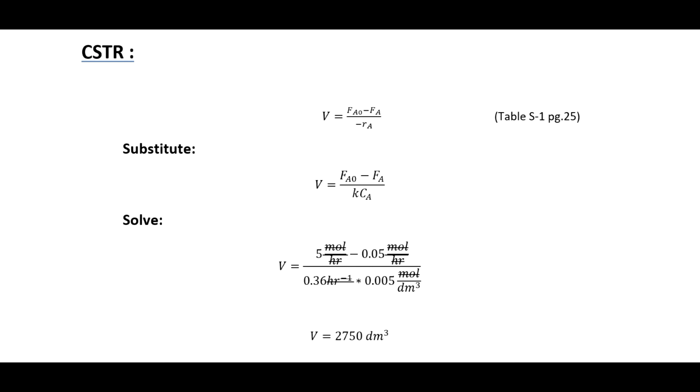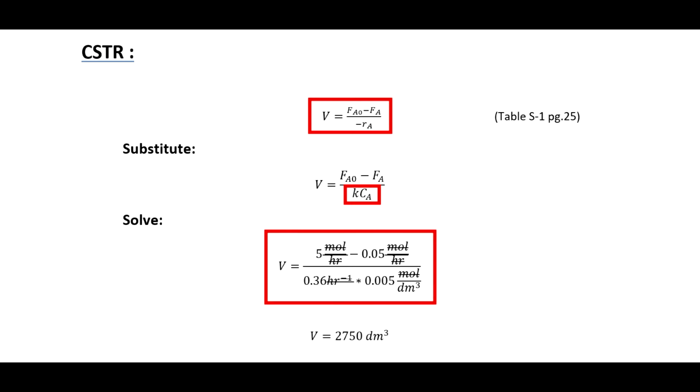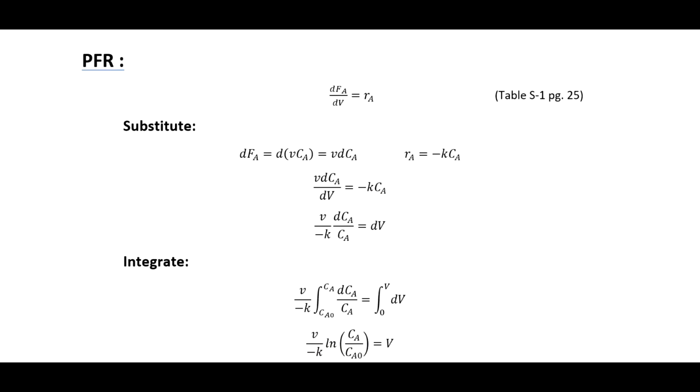The first thing we need to do when calculating the volume of a CSTR is getting this function, which is found on table S-1, page 25. Once we have this function, all we need to do is plug in information that we already have. First we substitute in the rate constant that we found in the problem statement, and then we substitute in the other information from our previous diagram. Finally, we get the resulting volume, which is 2,750 decameters cubed.